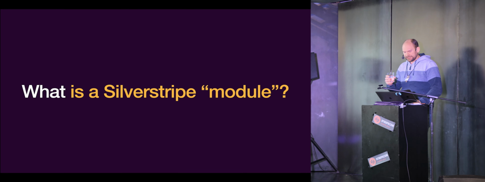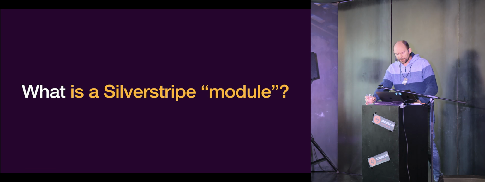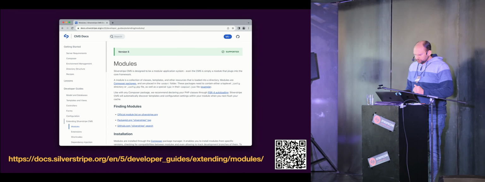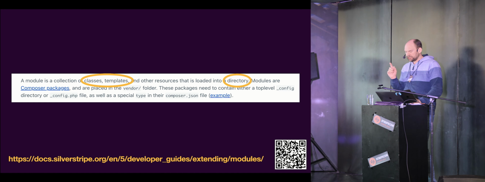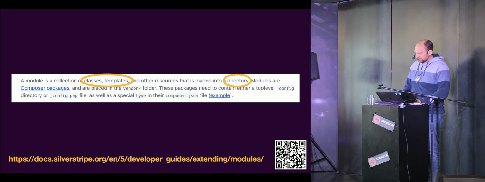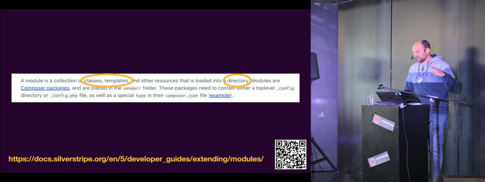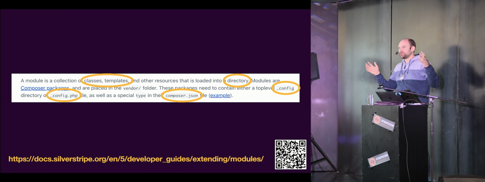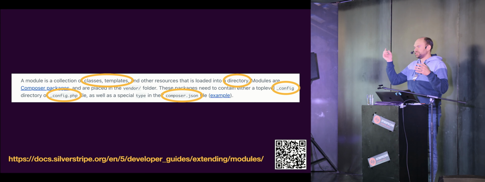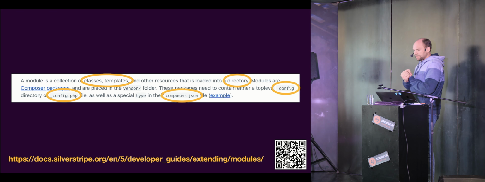So let's quickly go over some basics. What is a Silverstripe module? Well, if we look at the docs, it says that a module is a collection of classes, templates, and other resources that is loaded into a directory. And these packages basically need to contain either a top-level config directory or a config PHP file, as well as a special type in the composer JSON file. So that's the basics of it. A module is a folder with our resources in it, with our PHP code in it. At the very least, it needs an empty config directory or an empty PHP file and a composer file so that we can install it.